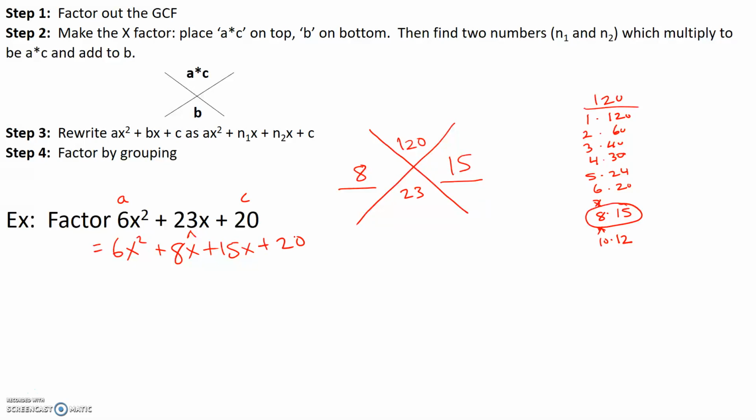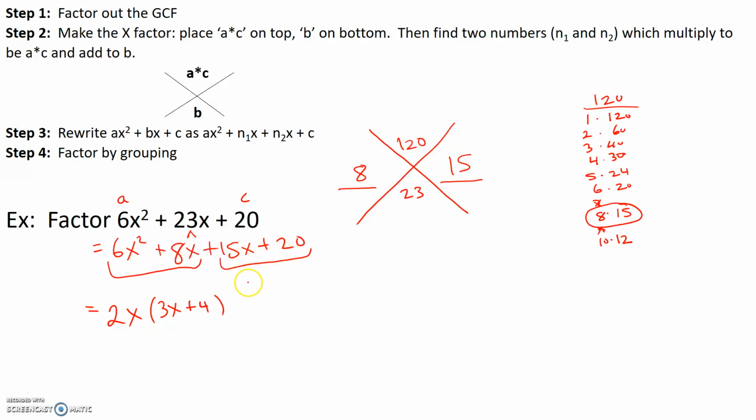Now we can leave it like this. We don't have to rearrange because 6 and 15 don't have an obvious common factor, so we can leave it the way it is. Let's factor the first two terms and the second two terms by taking out the GCF. Between 6 and 8, the greatest common factor is 2. Between x squared and x, the greatest common factor is x. If you divide 6x squared by 2x, this gives you 3x. 8x divided by 2x gives you 4.